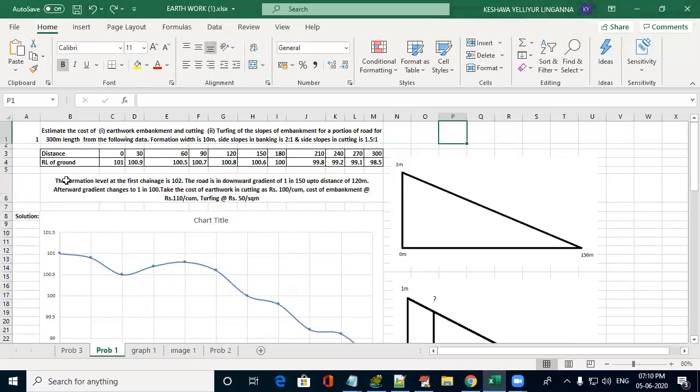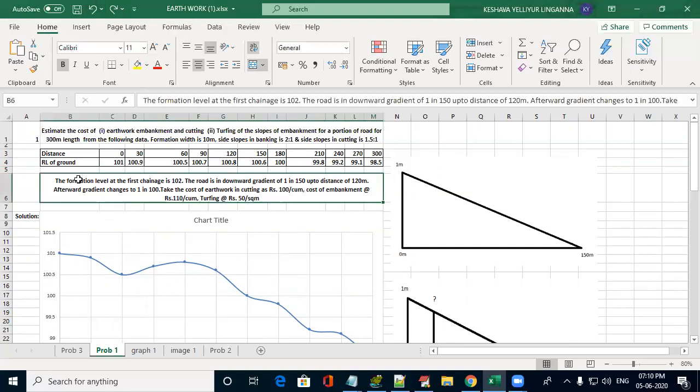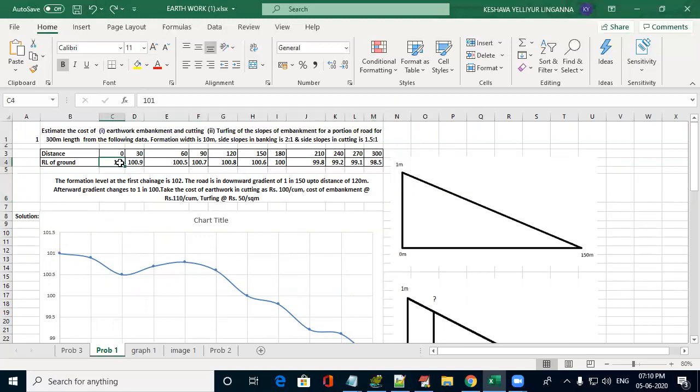How they want the ground, how they want the road, that is formation level. Formation level is what the RL should be after finishing. So the formation level at the first point is 102. That means at this point it should be 102. And they said the road is in a downward gradient of 1 in 150.